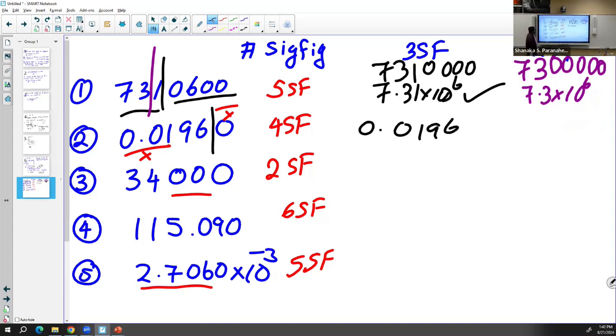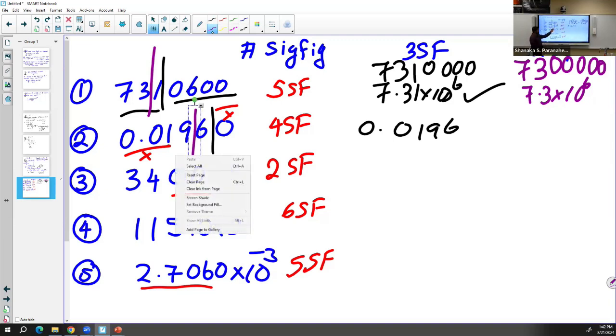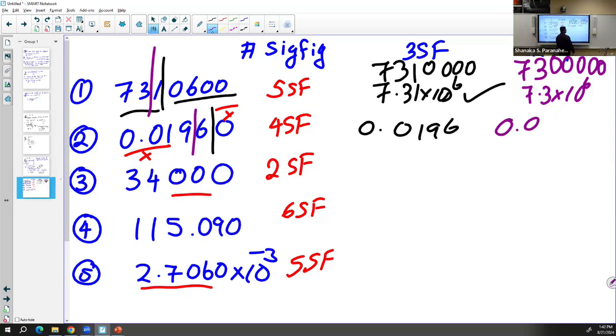Okay, so round that number into 2 significant digits. We're going to drop 6 and 0. So now we are going to apply the rule. First digit to drop is 6, so we are going to add 1 to the first digit number. So what is the answer? 0.020.